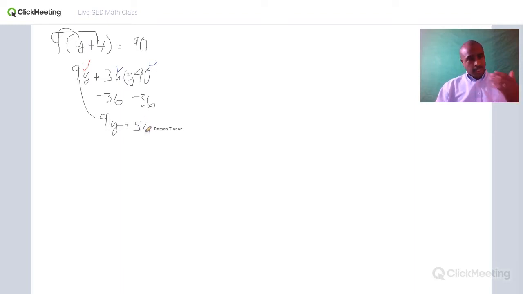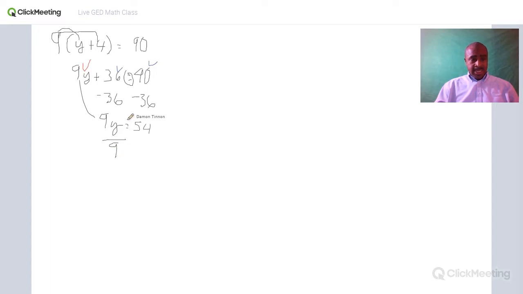Now, again, we're still doing the same steps over and over again. Combine like terms, do the opposite. So now we have 9y, so y multiplied by 9. And so the opposite of that is division. And so we're going to divide it by 9.